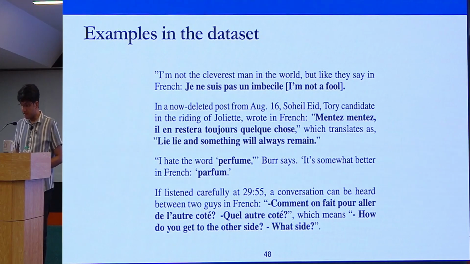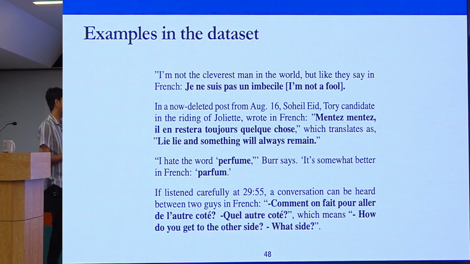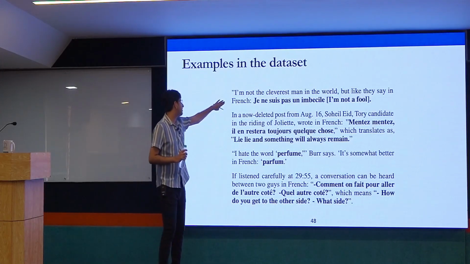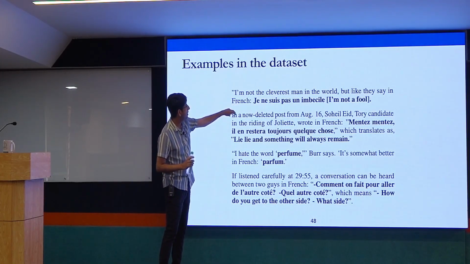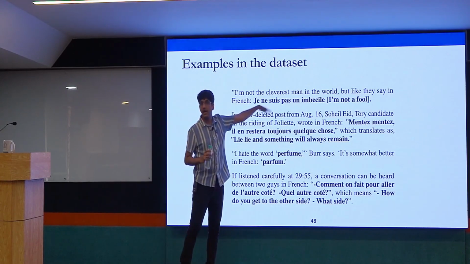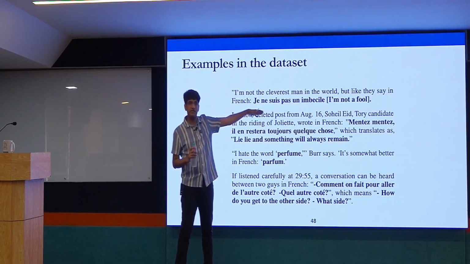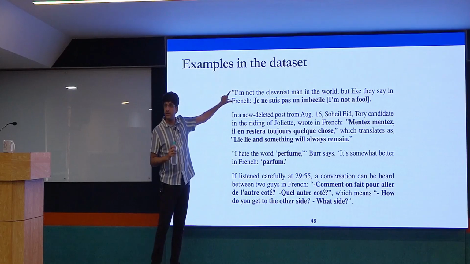The paper also says that the internet is full of these examples. So the internet has sentences like, "I'm not the cleverest man in the world, but like they say in French, I'm not a fool." This is the French translation. So this naturally occurred on the internet.